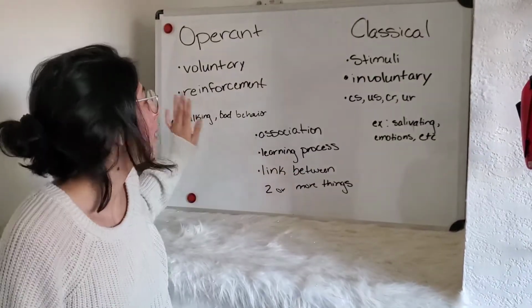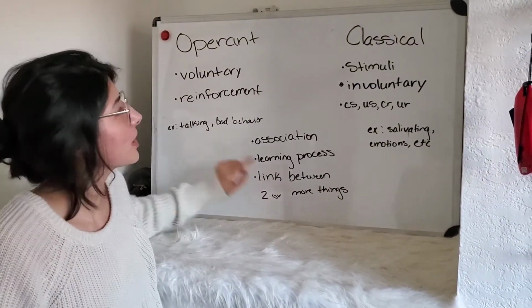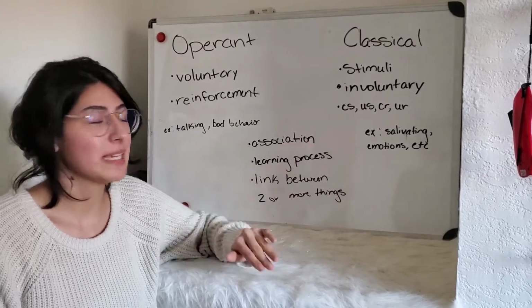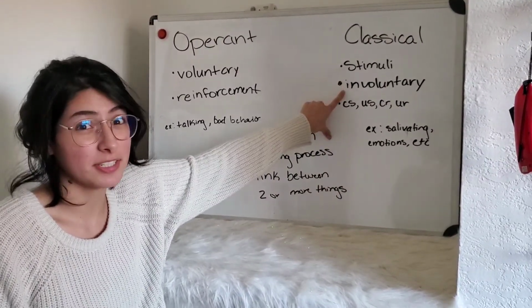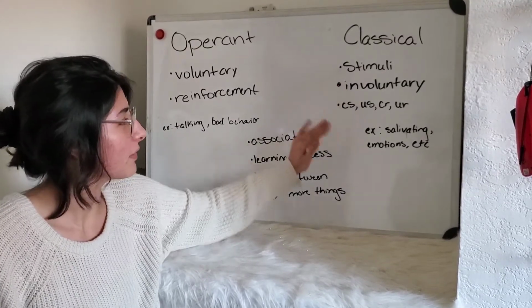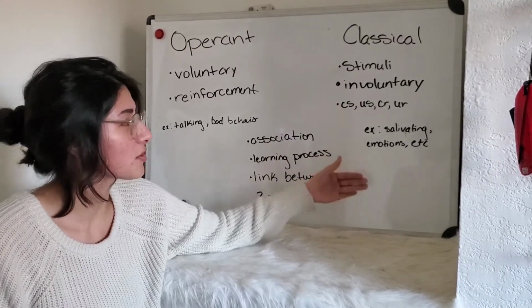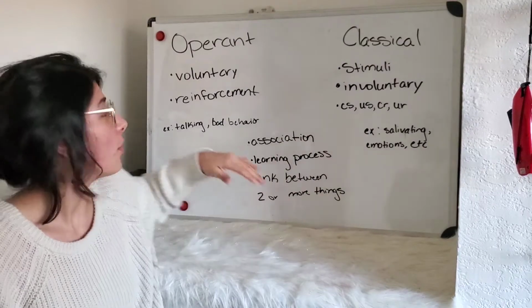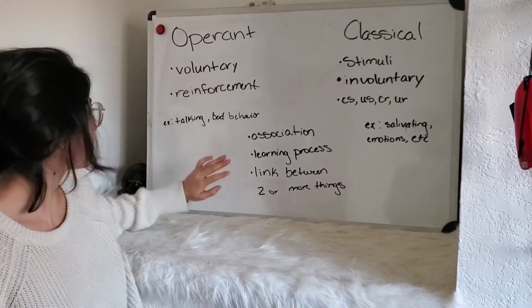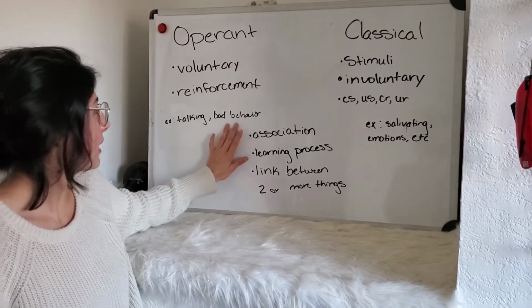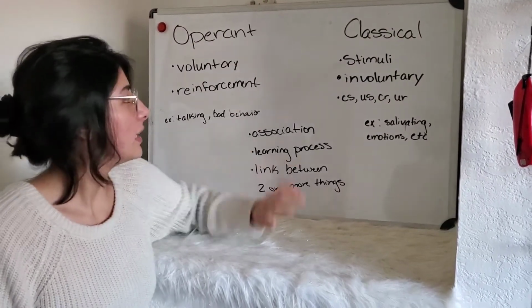So I'm going to be talking about the difference between operant conditioning and classical conditioning. One of the main differences between the two is that classical conditioning focuses on involuntary behaviors such as salivating or emotions, something that is out of our control, whereas operant conditioning focuses on voluntary things, so talking or bad behavior, anything like that.